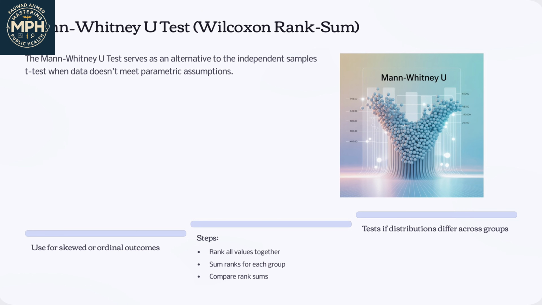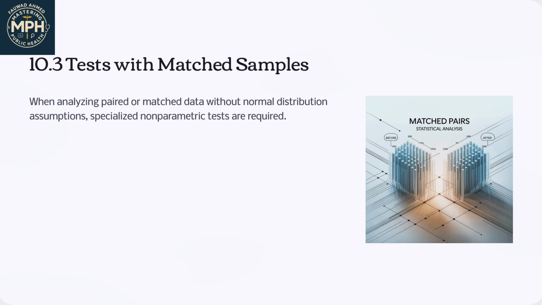Then we calculate the sum of the ranks in each group. The test statistic is based on comparing these rank sums. It tests whether the two groups come from the same distribution, or if one tends to have higher or lower values. Third is tests with matched samples.